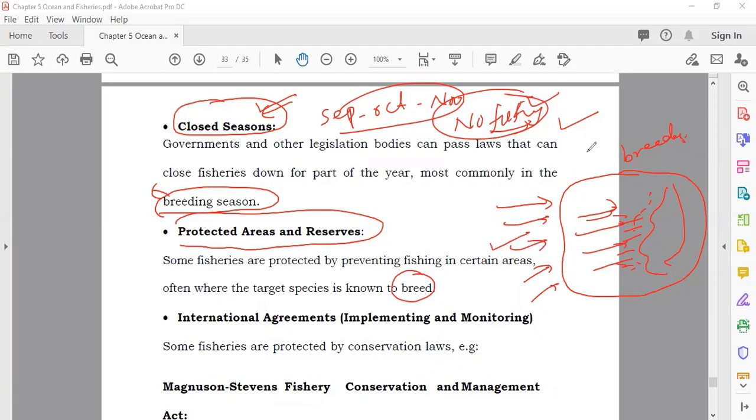In special months of breeding, let's say September, October, November, December, they cannot go in this area. After that, they can go, because after breeding, the fish will move from this area to other areas. So this is another method and another way to control the fishing.